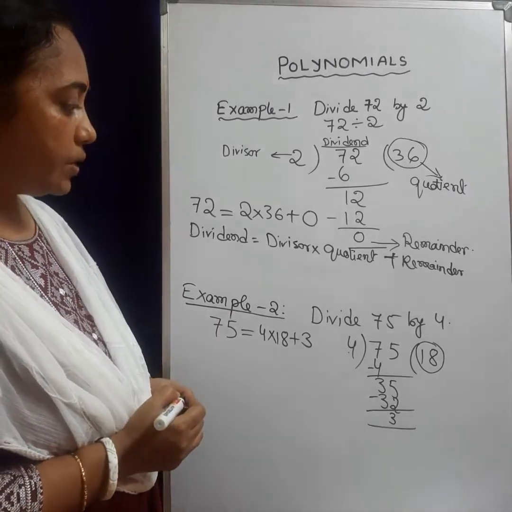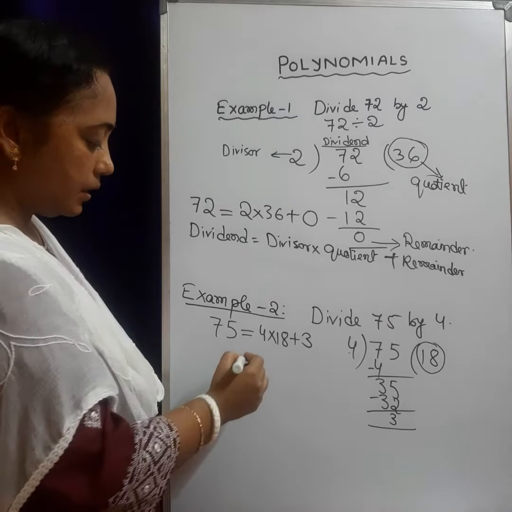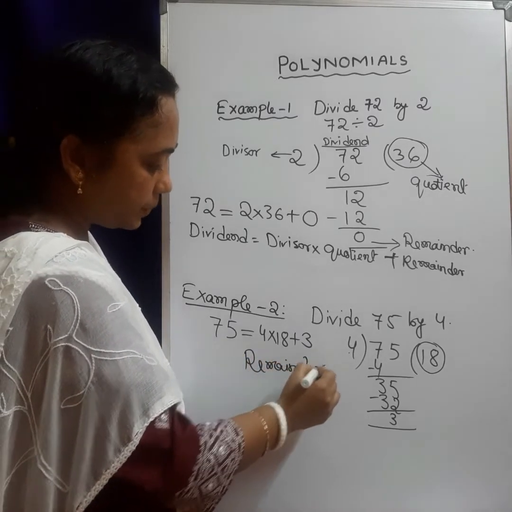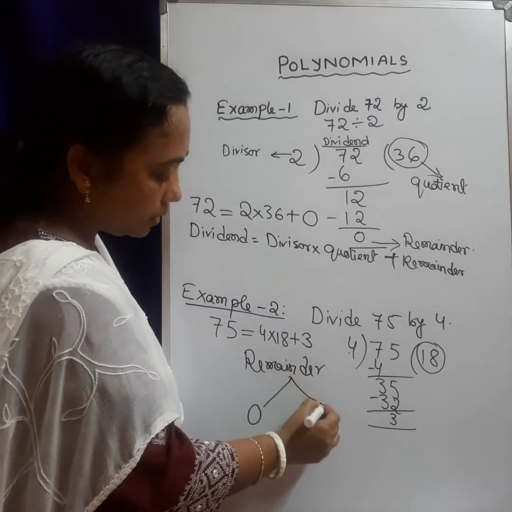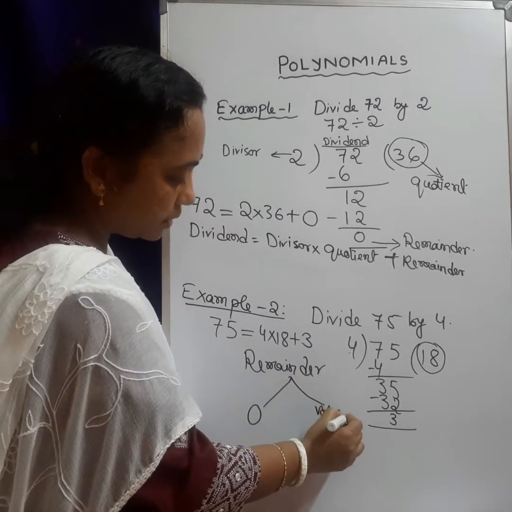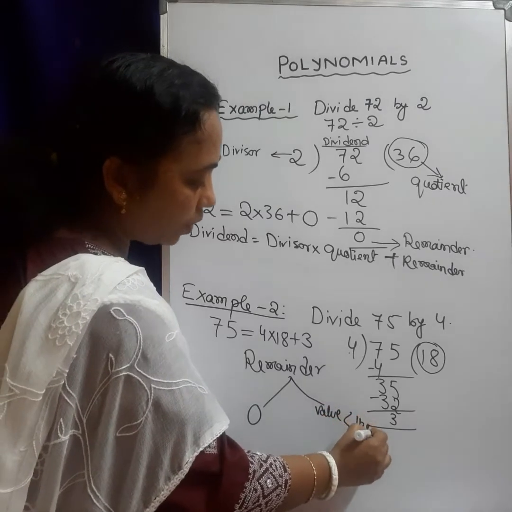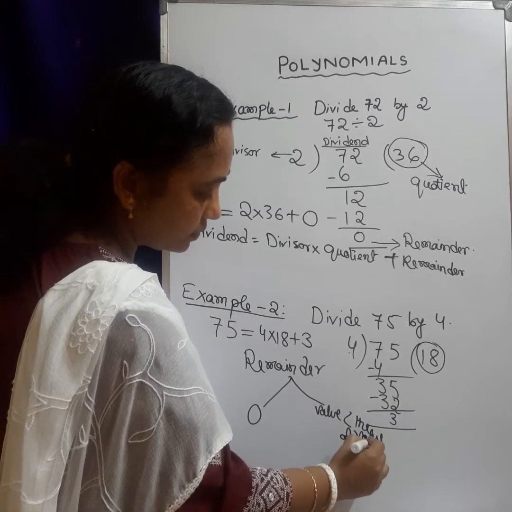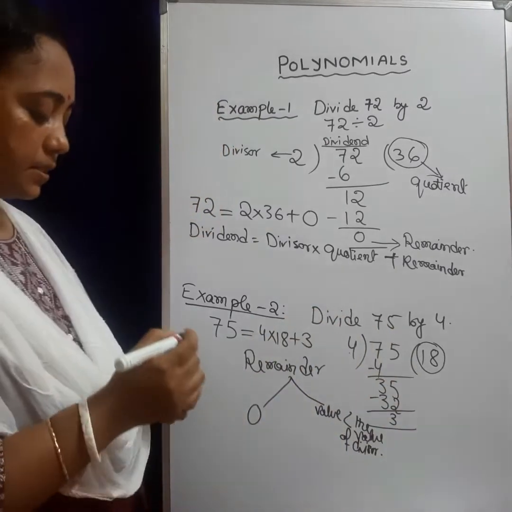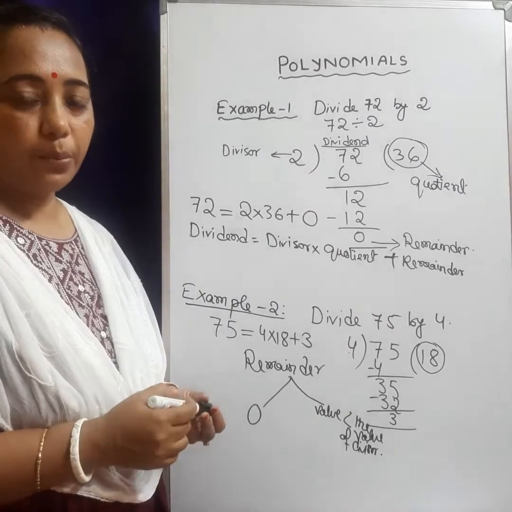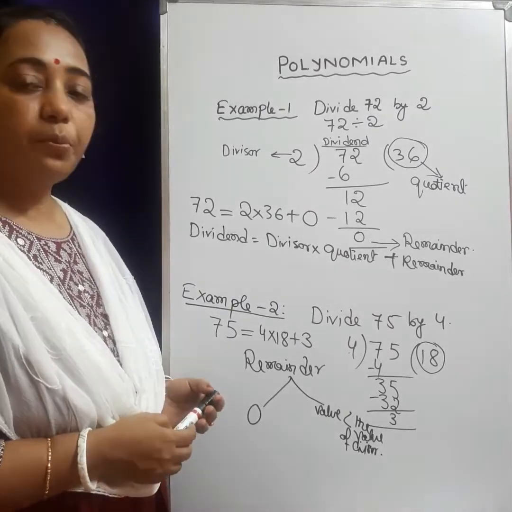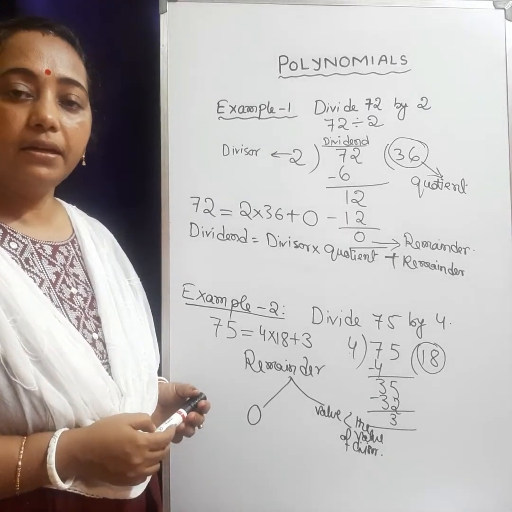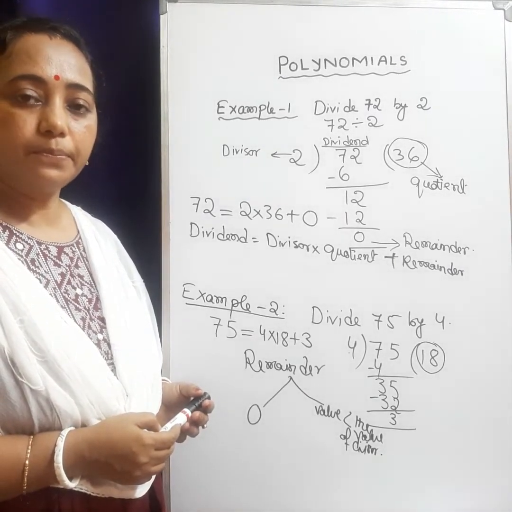But observing the remainder of these two examples, we can see that the value of the remainder will be either 0 or the value will be what? The value will be less than the value of divisor. So from this example, we can see that when we divide a natural number by another natural number, we get the remainder either 0 or the value of the remainder will be less than the value of the divisor.